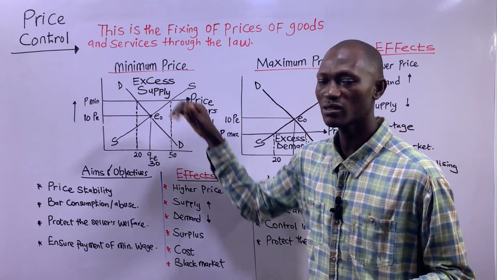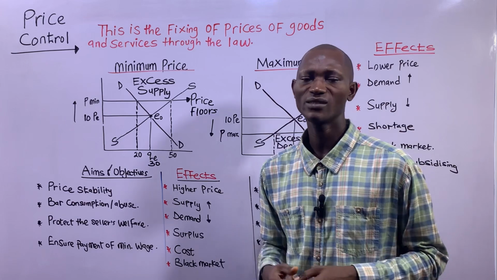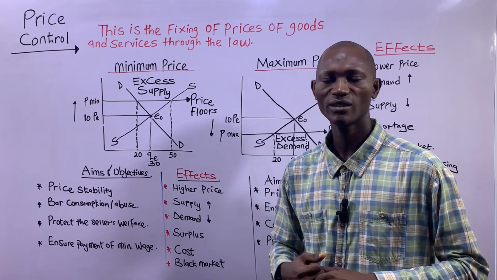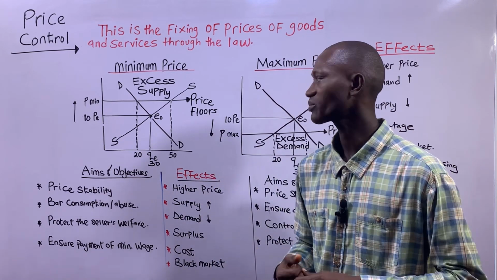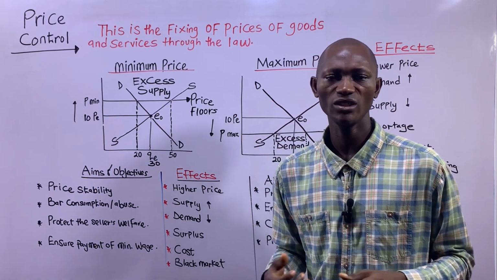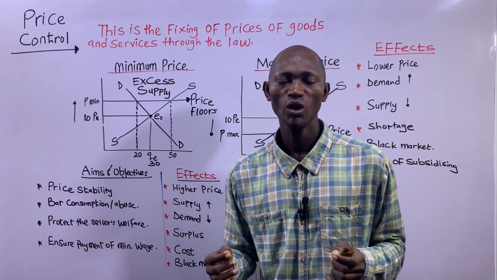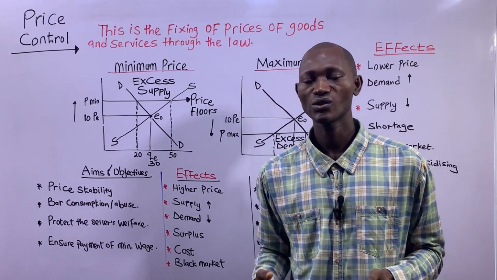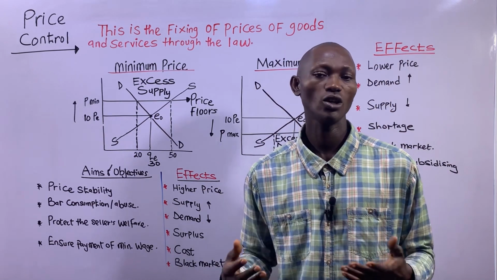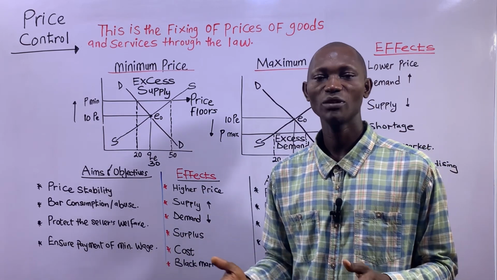So government will fix the price above the equilibrium. Then another instance in which minimum price legislation could be set or adopted is, let's say, minimum wage. Minimum wage, like you all know, is the lowest amount that is payable to the lowest worker in a particular industry.